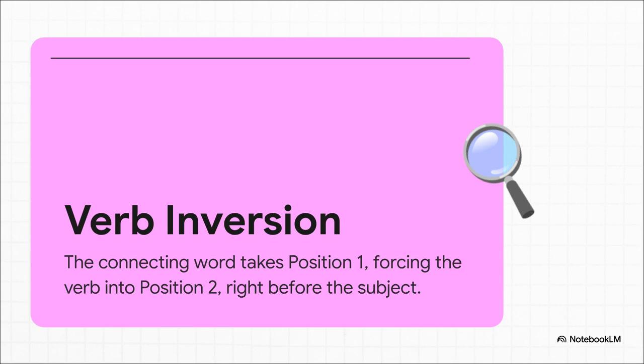Now, I know that sounds a little technical, maybe a little scary, but the idea is actually incredibly simple. Think of it like this. The connecting word, our verb mover, snags the first spot in the sentence. And because it does that, it forces the verb to jump into the second spot right before the subject gets its turn. And honestly, that's the whole trick right there.